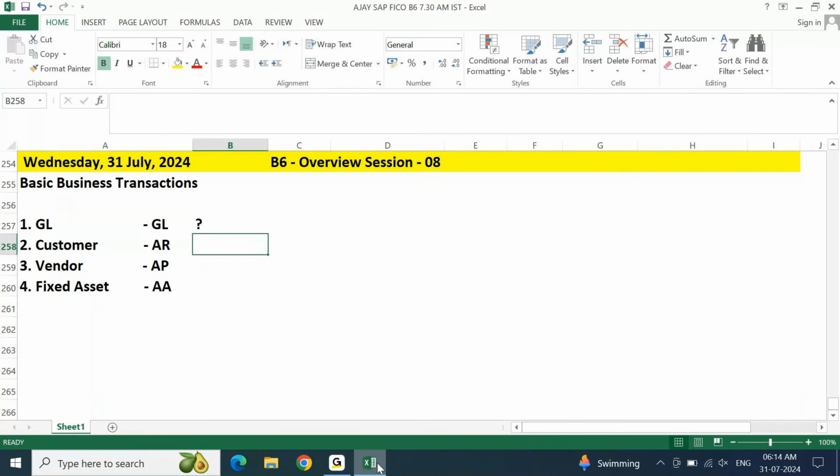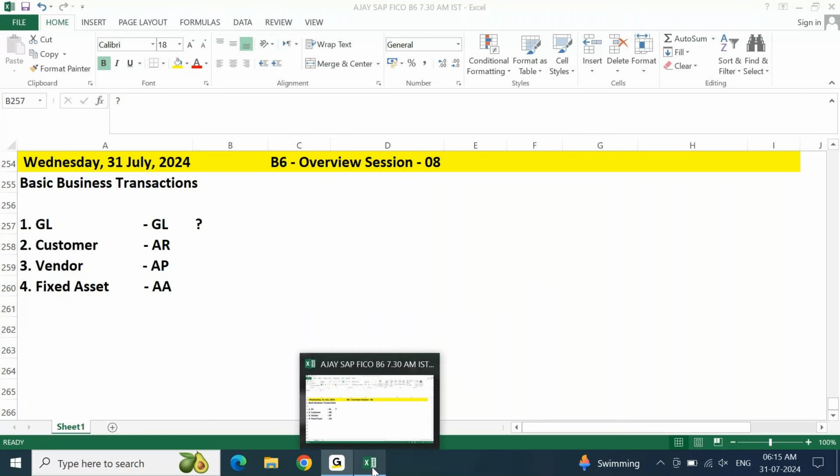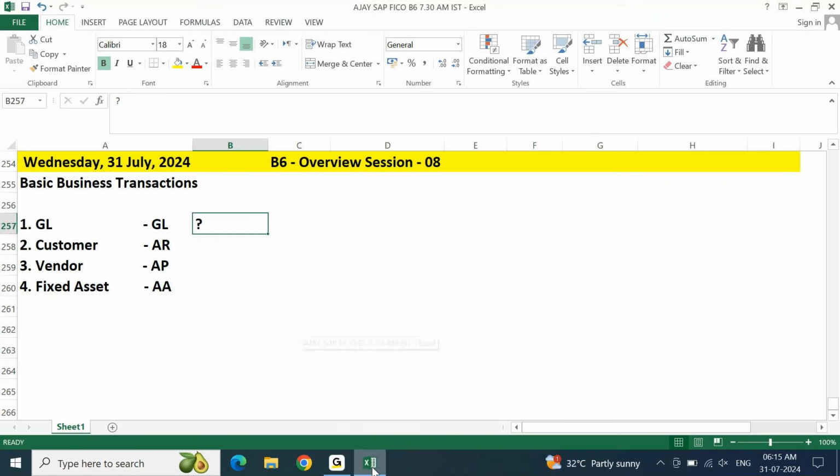In short, we are putting a question mark just to make sure this is including everything. Now, we will make sure that the GL account contains everything, with no exception. Similarly, when it comes to customer account, vendor account, and fixed asset account, we need to understand what all this is.